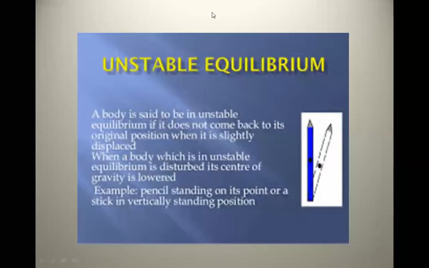Unstable equilibrium. A body is said to be in unstable equilibrium if it does not come back to its original position when it is slightly displaced. When a body which is in unstable equilibrium is disturbed, its center of gravity is lowered. For example, a pencil standing on its point, or a stick in a vertically standing position.